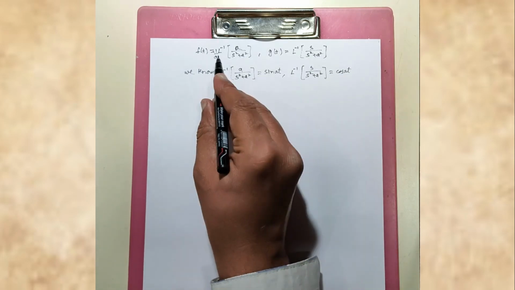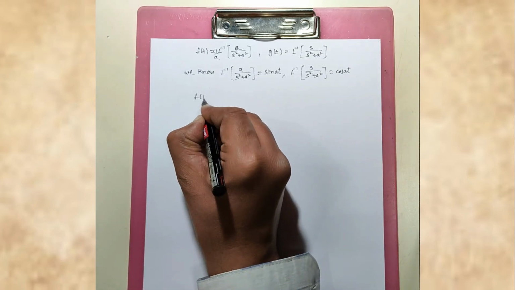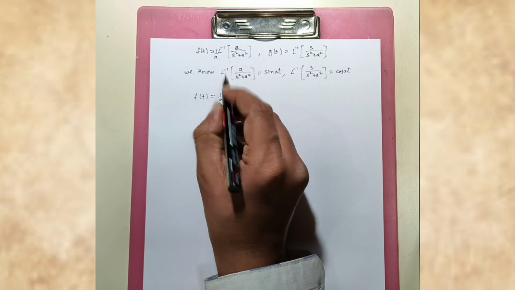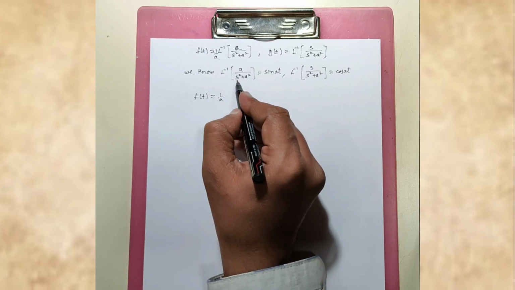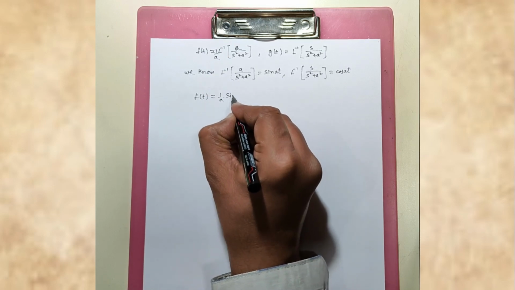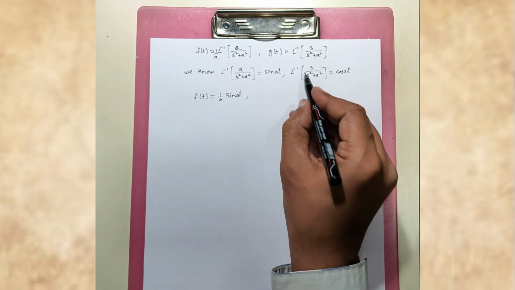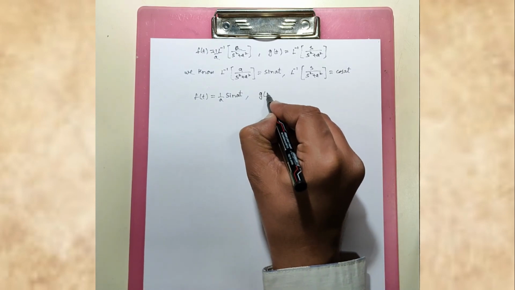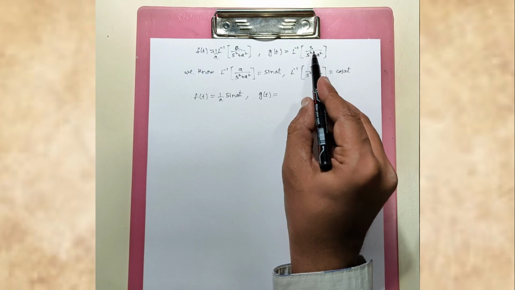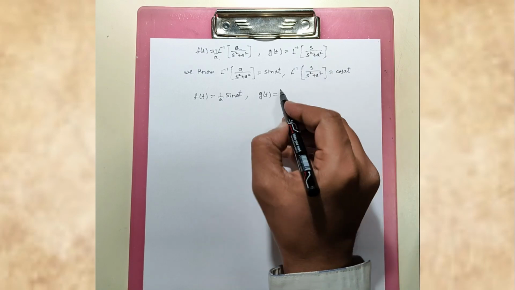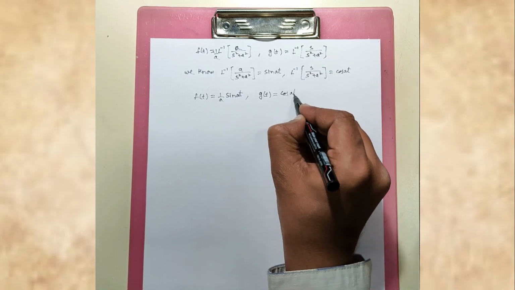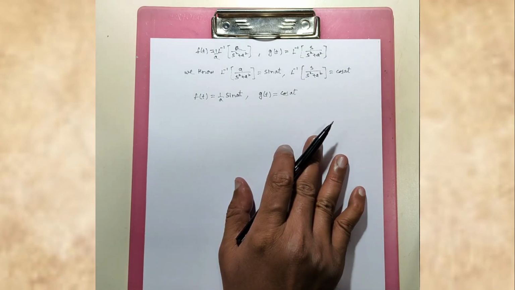Now if I put it over here, f of t will be equal to 1 by a as it is, and L inverse of a by s square plus a square will be sine of at. Then you have g of t. G of t will be equal to L inverse of s by s square plus a square. What is its value? Cos of at. So we got f of t and g of t.